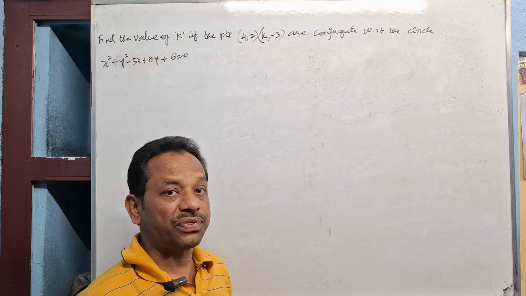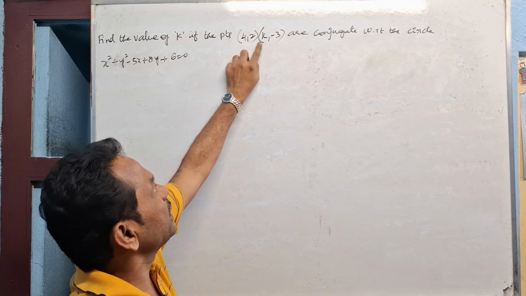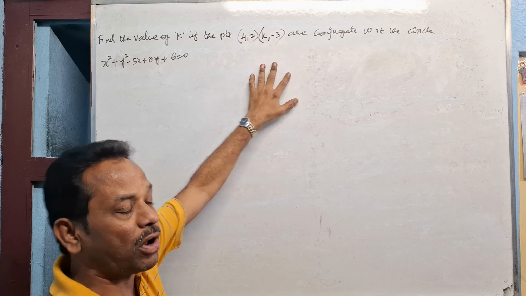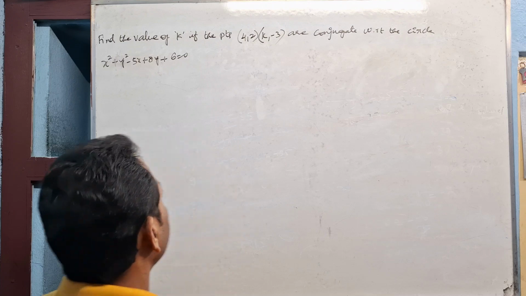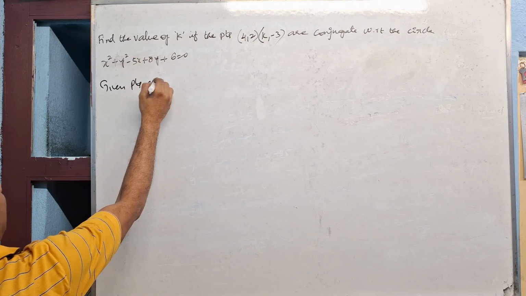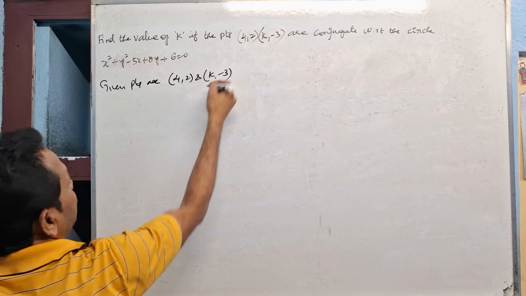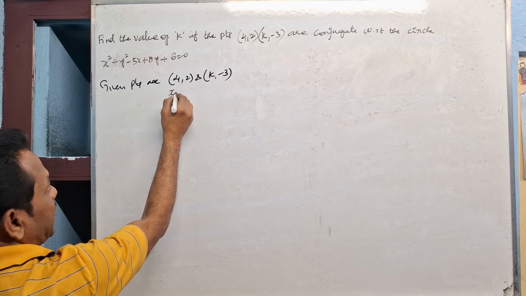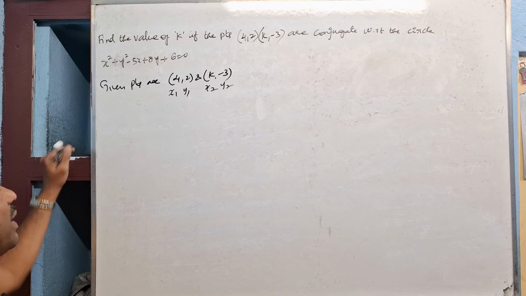Bachcho, this question is similar to the previous question. In this question, it is given that (4, 2) and (k, minus 3) are conjugate points with respect to the circle, and we need to find the value of k. Here, our given points are (4, 2) and (k, minus 3). So let me take the first point as (x1, y1), second point as (x2, y2).